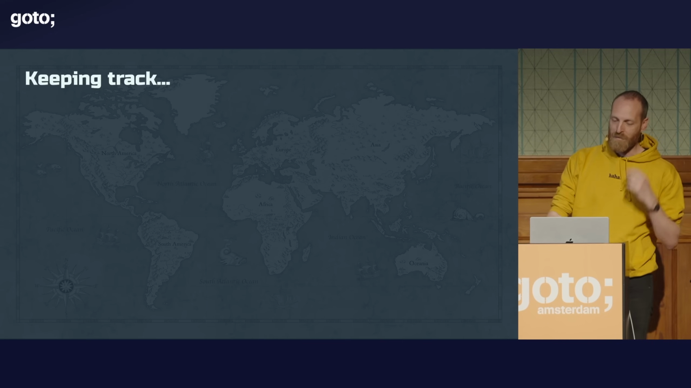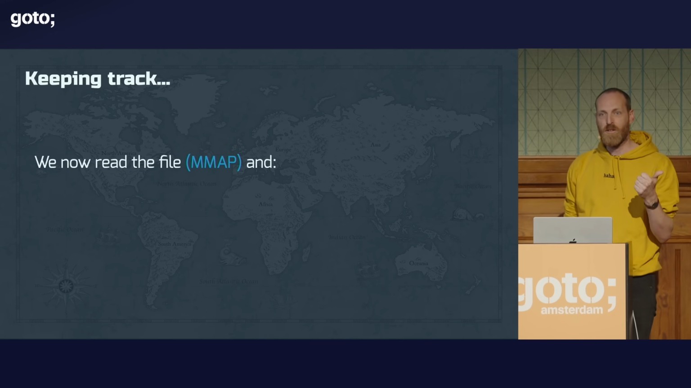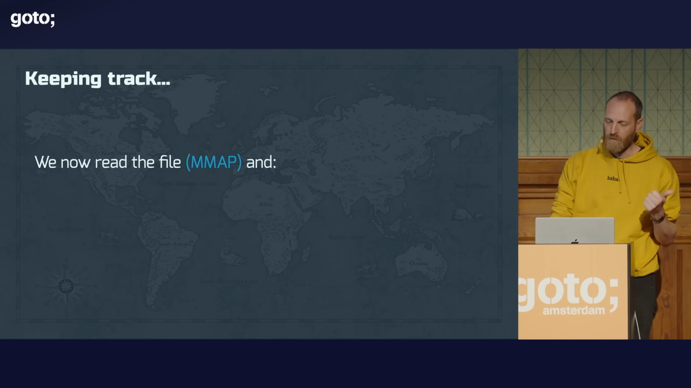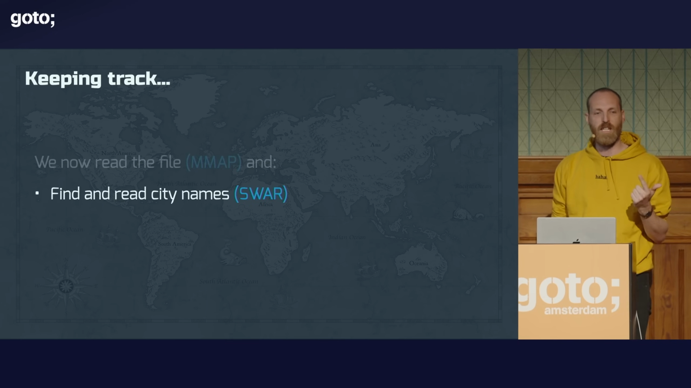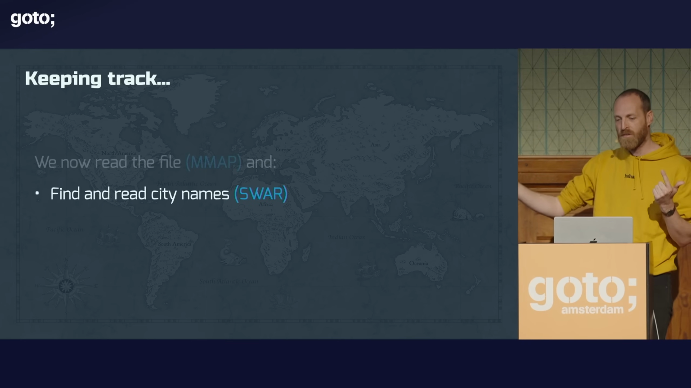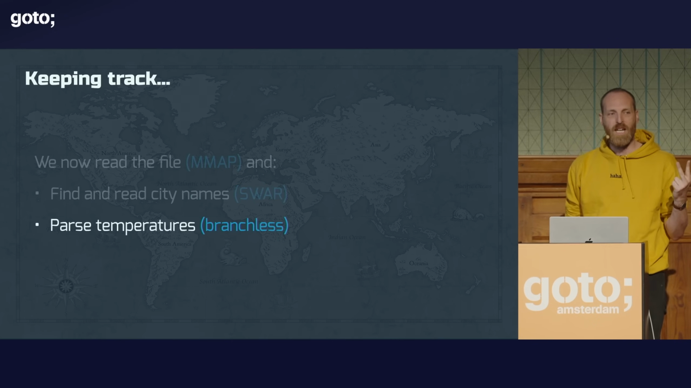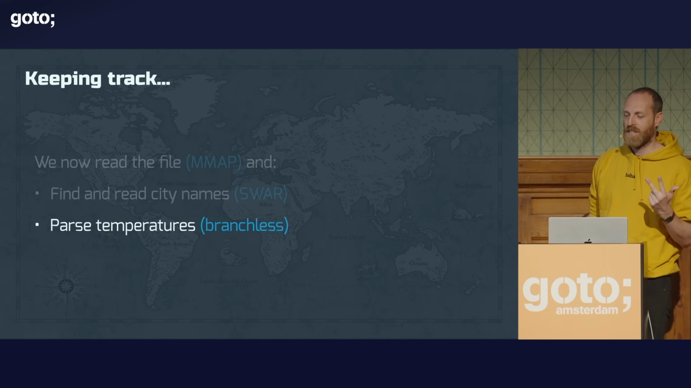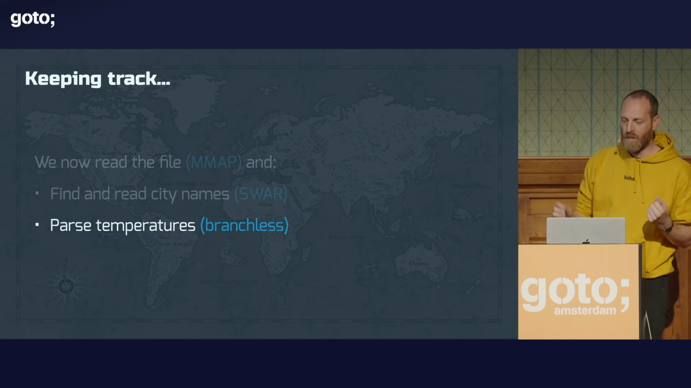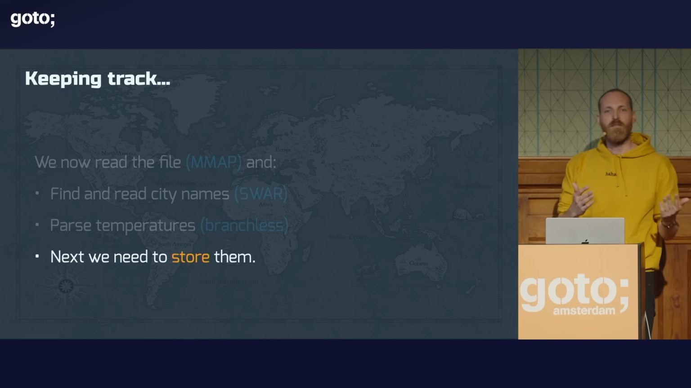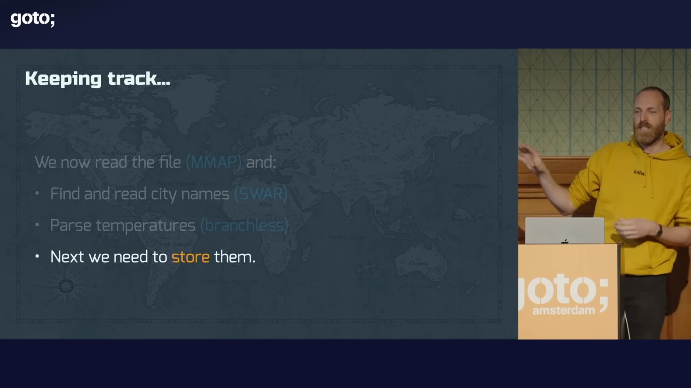So, what do we have? We read the file using memory mapped files, which is really fast. We find and we read the city names using SWAR, so we find the separator. And we have a crazy branchless method that takes this temperature and returns an integer. Now we need to store everything, because we need to aggregate everything at the end.